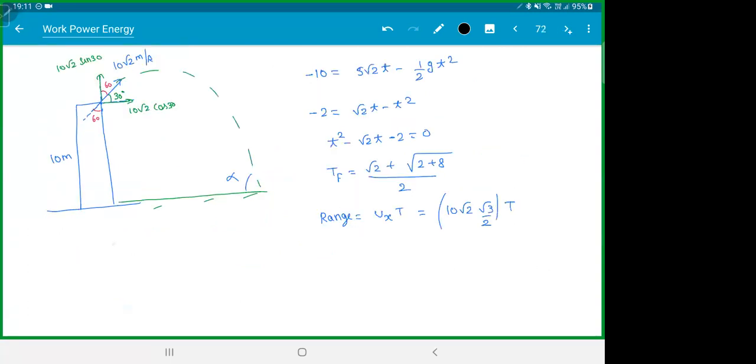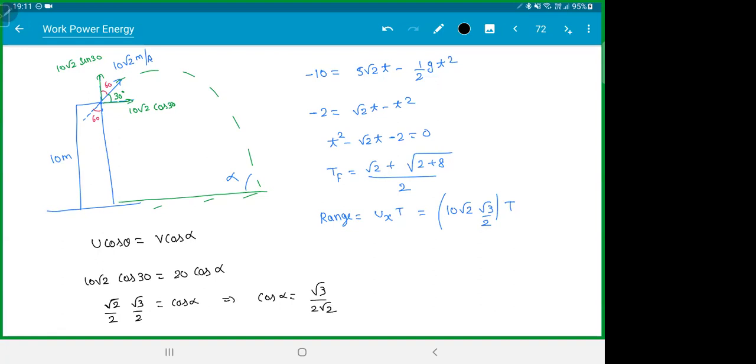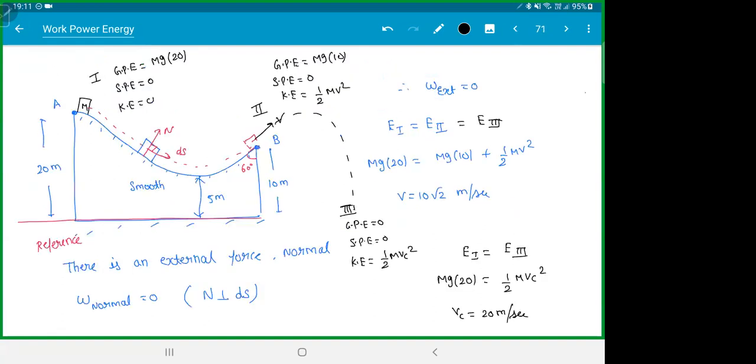And I hope you remember u cos theta is equal to v cos alpha in projectile motion. So u is 10 root 2, this is cos 30. v is 20 and cos alpha. This is how you find alpha. This guy would be 10 root 2 by 20 times cos 30, which is root 3 by 2, equal to cos alpha. That's your angle, everyone. Please check the steps first.